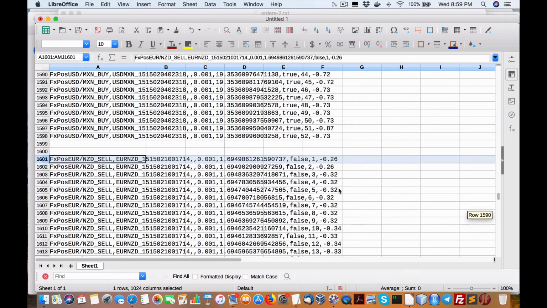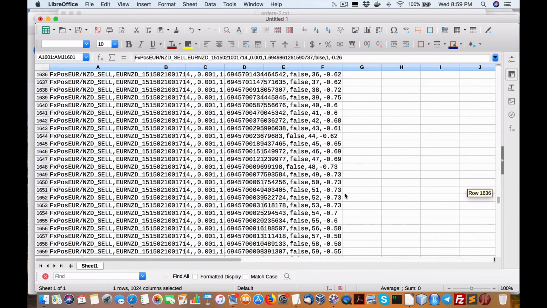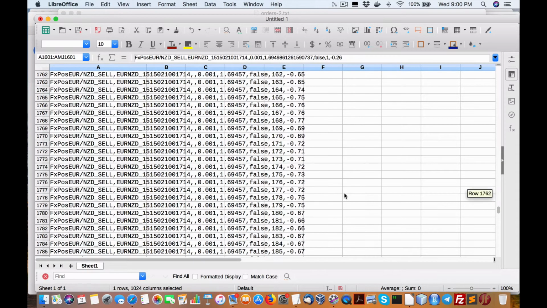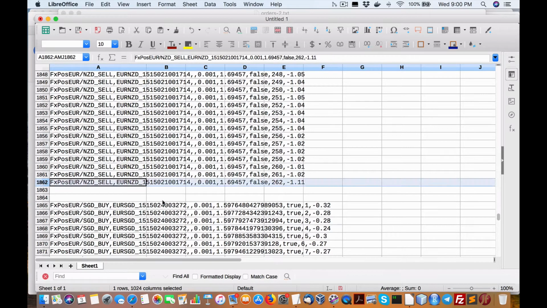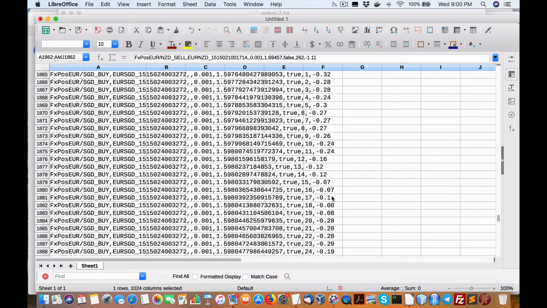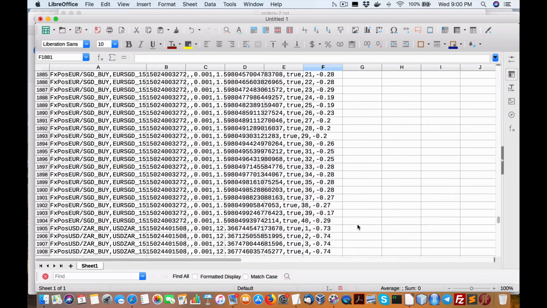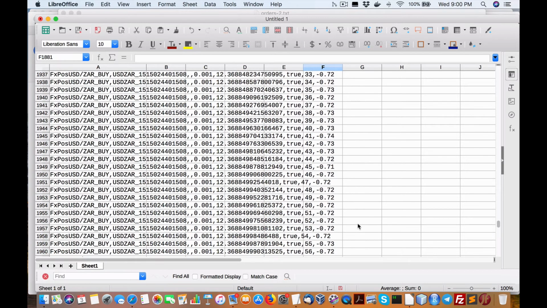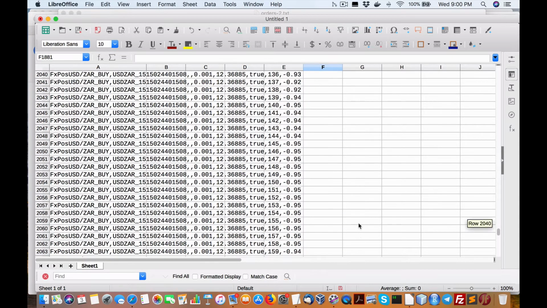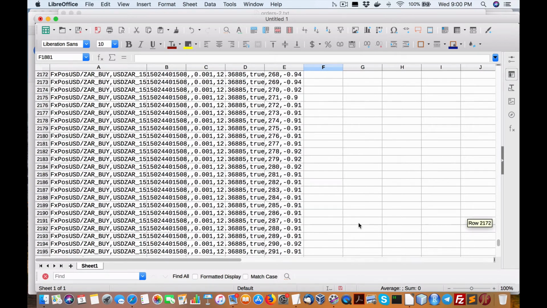Euro New Zealand dollar again. Opens negative 0.26. Stays negative all the way through. It just gets worse. Yeah, that shouldn't have been happening either. This one, Euro Singapore dollar, negative again. Gets close to being profitable, but no, it does not. So the majority, as you can see, are negative. Losing money, that is. So we've got to fix this.